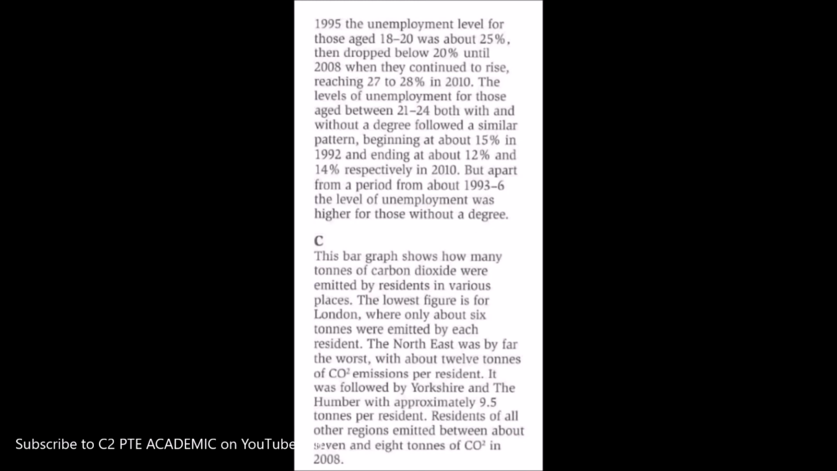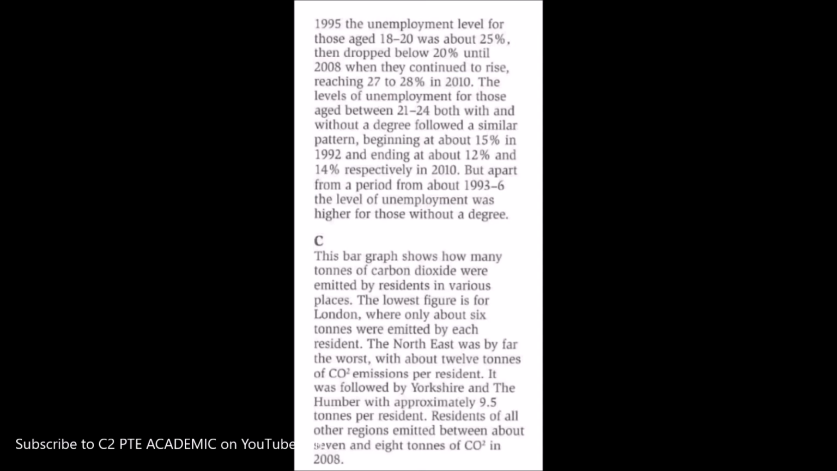Image C. This bar graph shows how many tons of carbon dioxide were emitted by residents in various places. The lowest figure is for London, where only about 6 tons were emitted by each resident. The North East was by far the worst, with about 12 tons of CO2 emissions per resident. It was followed by Yorkshire and the Humber with approximately 9.5 tons per resident. Residents of all other regions emitted between about 7 and 8 tons of CO2 in 2008.